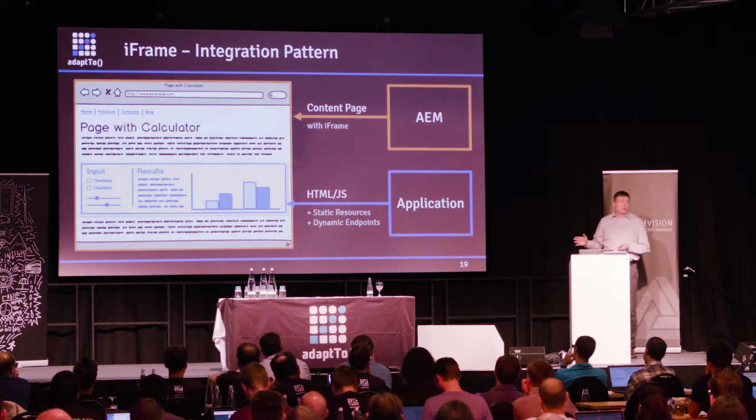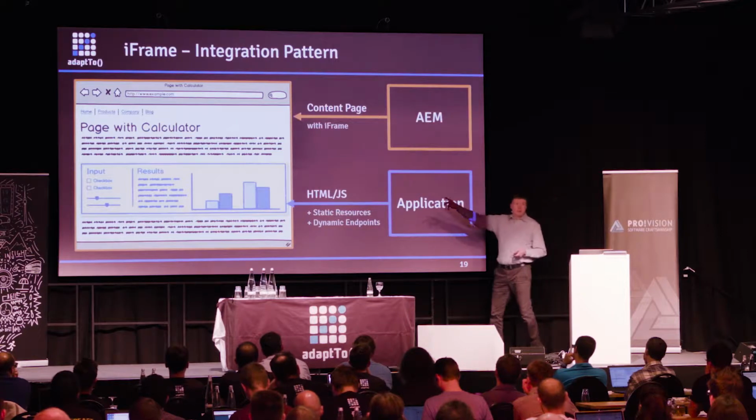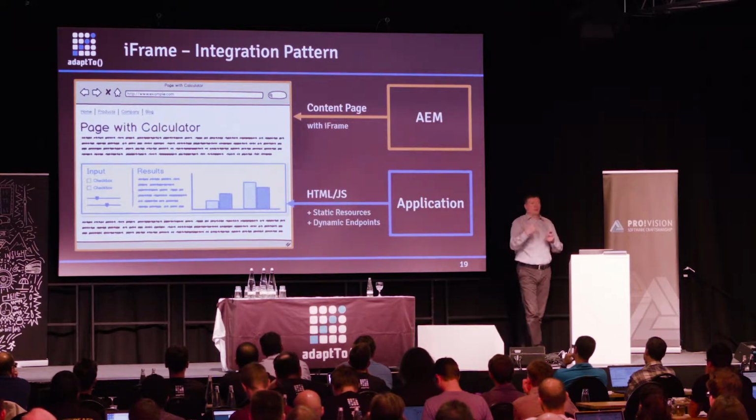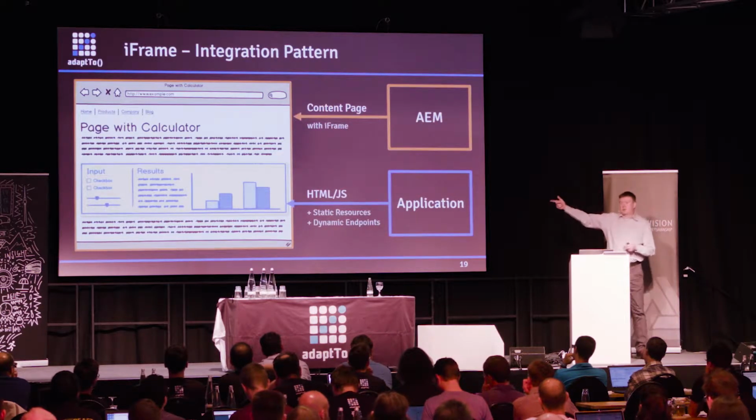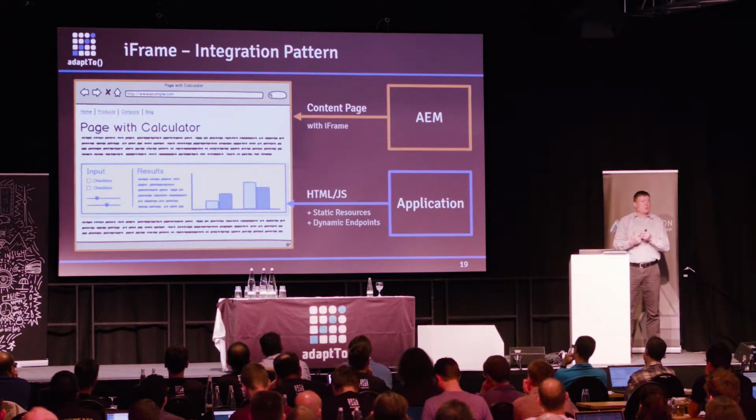All the interface, more or less, is in the URL of the iframe. So all the context, such as which country it is, which language it is, and maybe this type of calculator is used for different types of products. So you say, okay, this is a saving plan, or saving plan XYZ. All this belongs into the URL. So the interface between the content page and the application is just the URL you have in the iframe.